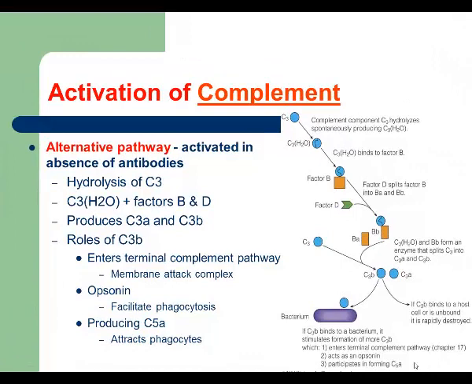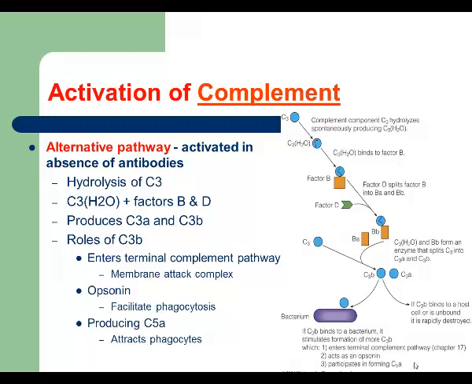The alternative pathway means activation of the complement system in the absence of antibodies. And that's clear why, right? Because innate immunity doesn't make antibodies. Antibodies are part of the third line of defense, or adaptive immunity. So that's why innate immunity activates the complement system in the absence of antibodies.